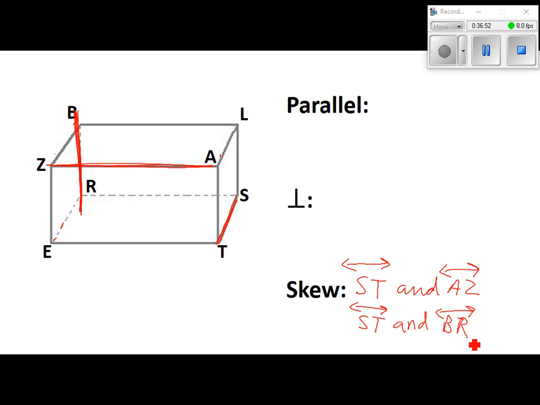So skew, you just got to be able to pick them out. Sort of hard to see sometimes, but just be able to pick them out. We don't deal with skew as much as we deal with parallel and perpendicular.